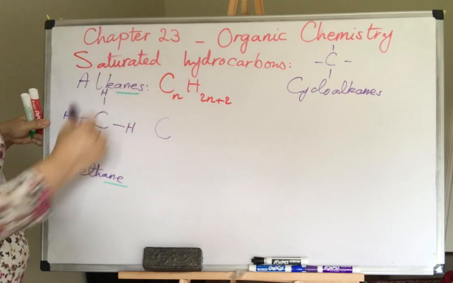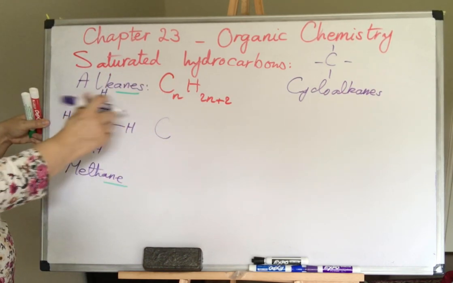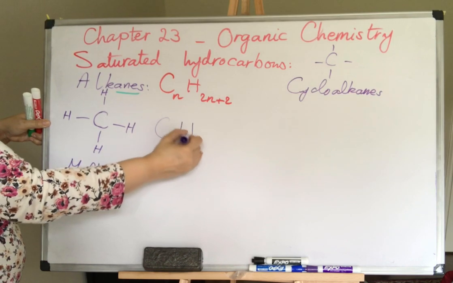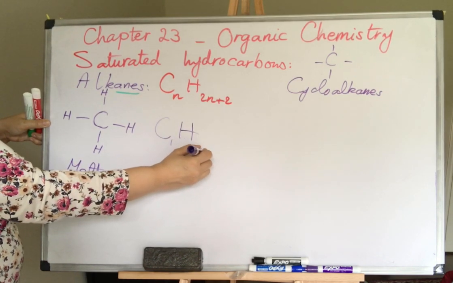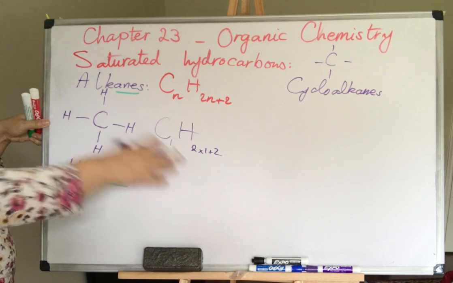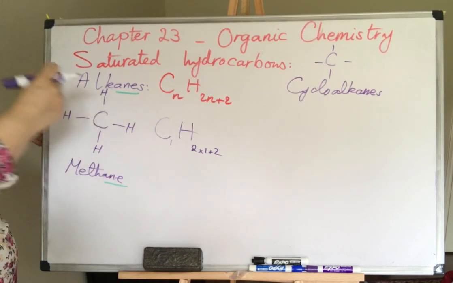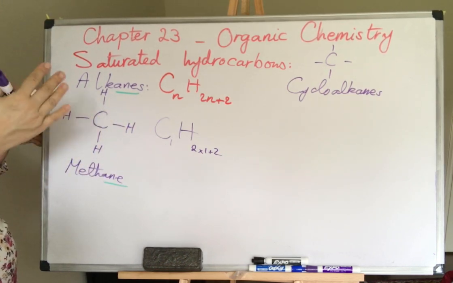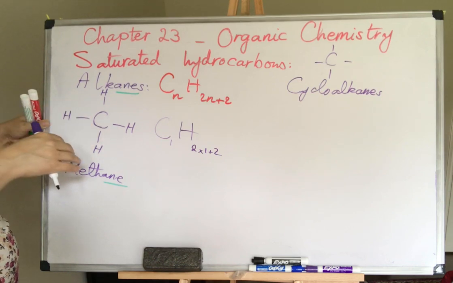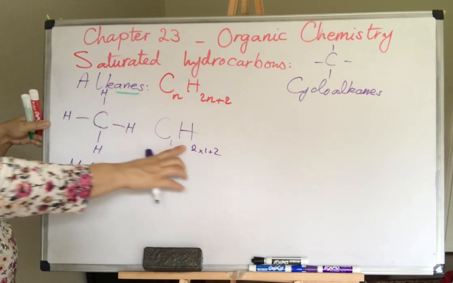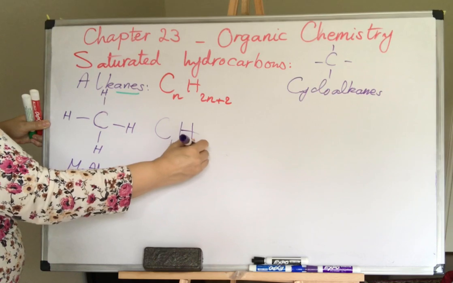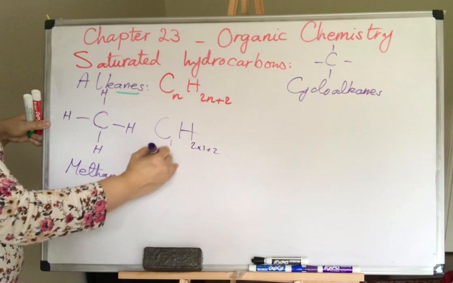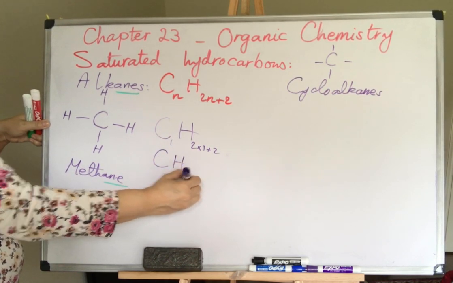What is the number of carbons in methane? You just have one carbon, right? So how many hydrogens do you expect? 2 times 1 plus 2 is what? 4. Don't you see 4 hydrogens? We said there should be 4 bonds around each carbon. So the first hydrocarbon is CH4, or methane.